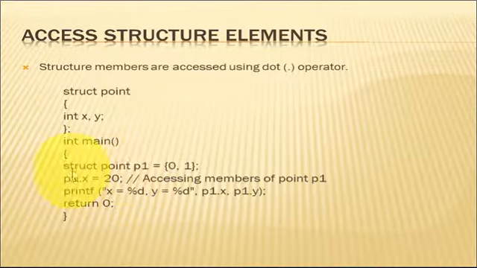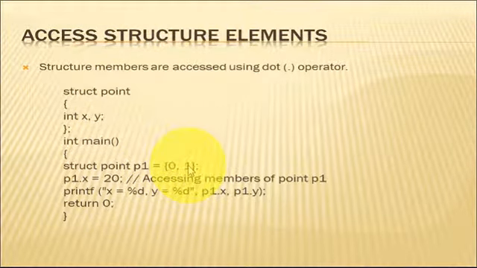The data type is struct point. We also initialized 0, 1 using curly braces. So here the x value is taken as 0, then the y value is taken as 1. To access this x value and y value, we can't directly use x equal to or y equal to a value.